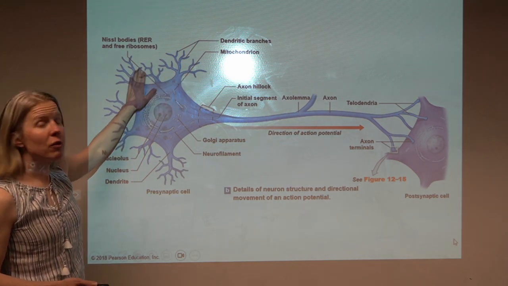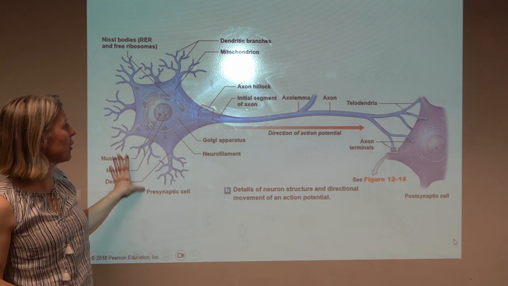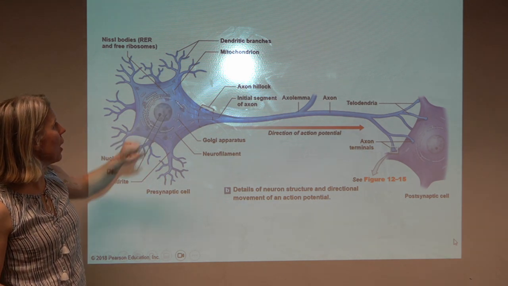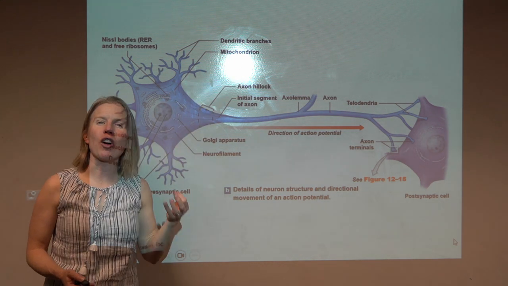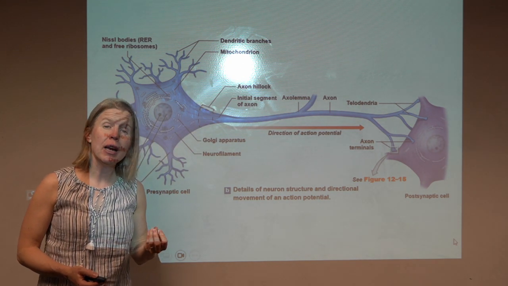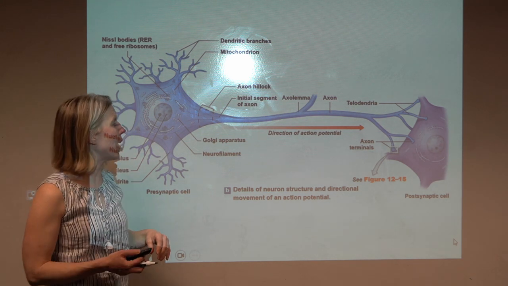Okay, now I mentioned before that the dendrites do not carry an action potential, right? They use graded potentials to communicate with the cell body. The other thing they're pointing out is that there's an awful lot of mitochondria in neurons as well. They are extremely metabolically active.